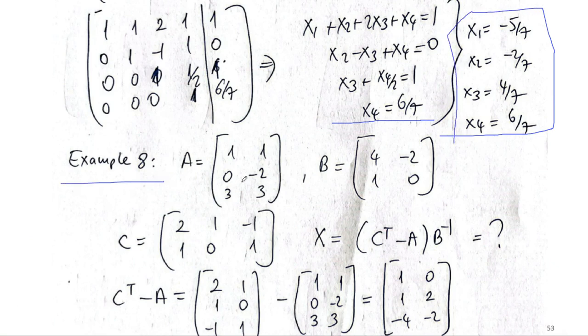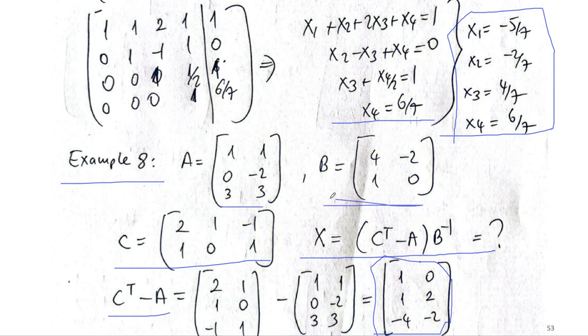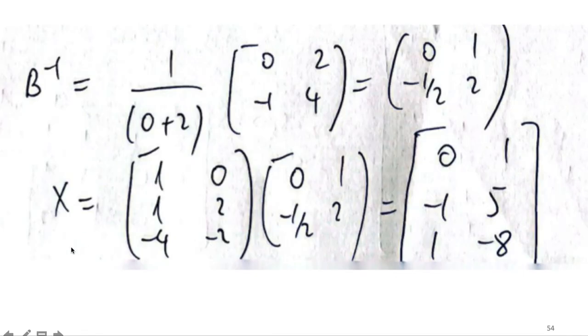Another example, we are given the matrices A, B, and C, and the thing we need to calculate is this expression, but it's a straightforward linear algebra question. You need to take the transpose of this C and then subtract matrix A given. So take the difference, which is given by this matrix, and then you need to calculate the inverse of B and multiply with this.